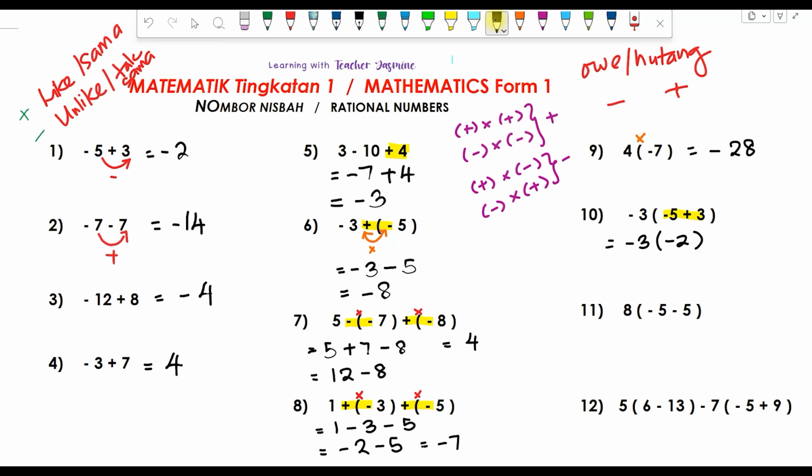So now if you see, look at this question. This question now looks like this, right? So what must you do? You must multiply. Right? Start with the symbol. Negative times negative gives you a positive. Tapi positive tak payah tulis. And then 3 times 2 gives you 6. So you write the 6.